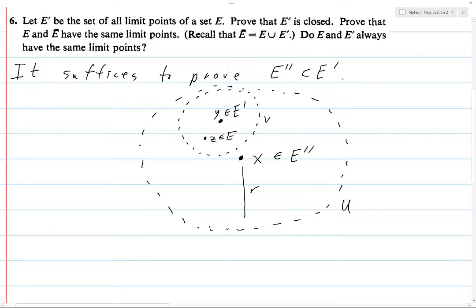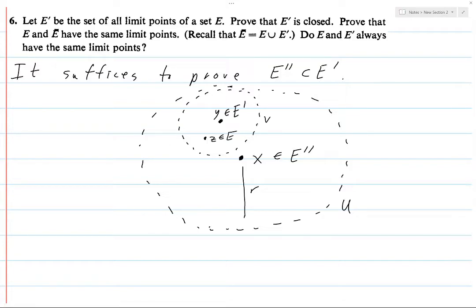And remember, that's what we need to prove that an element is contained in E prime. So the fact that such an element Z exists tells us that X is contained in E prime. And since this holds for every element X in E prime prime, we can conclude that E prime prime is contained in E prime. And that finishes the proof. If you were able to follow everything that I said and you understand the picture, then there isn't really anything else that is necessary for this proof.